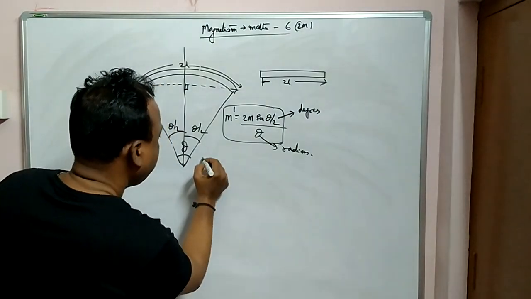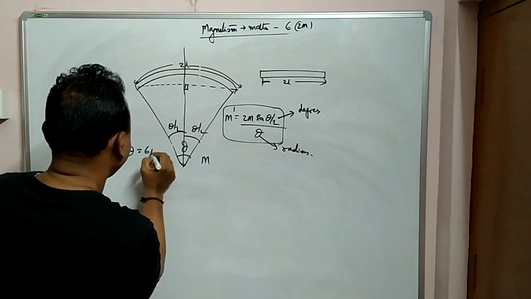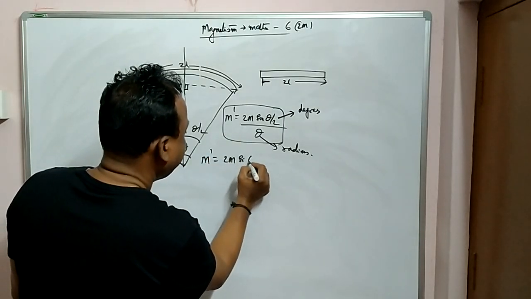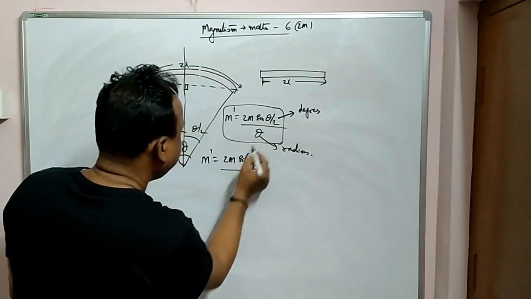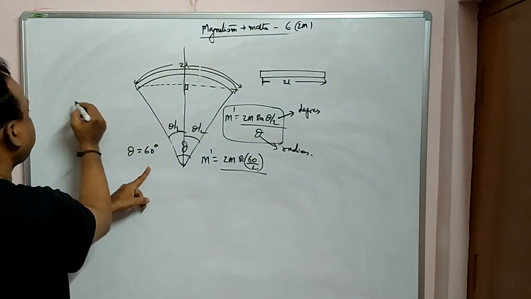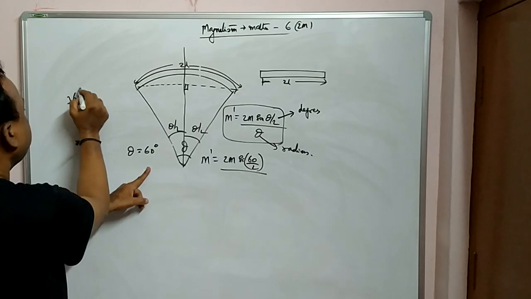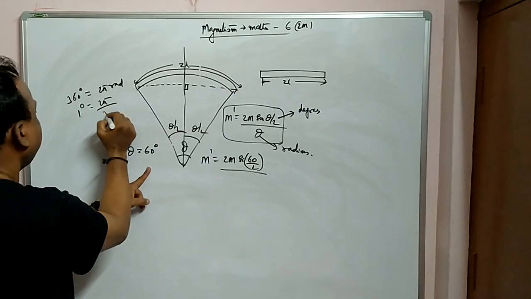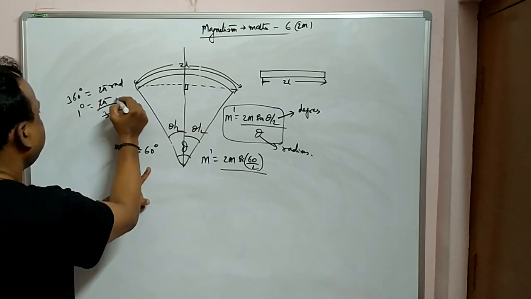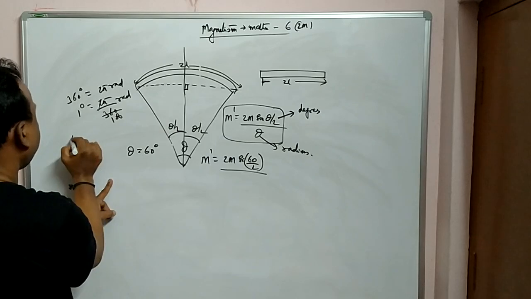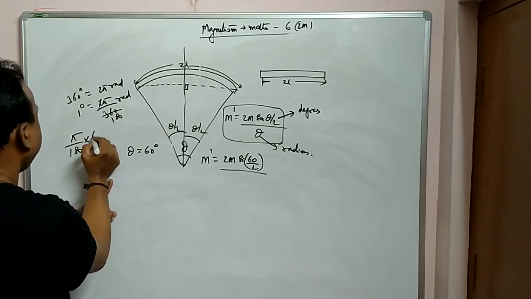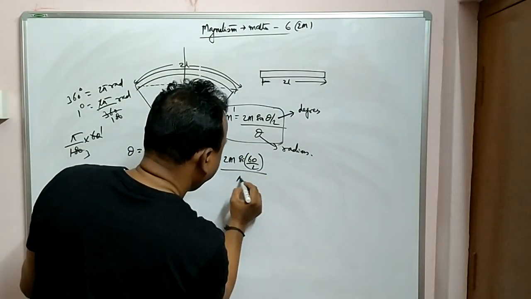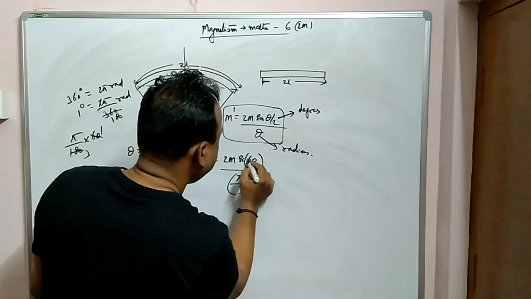We'll check one problem. For example, theta is equal to 60 degrees. Assume 60 degrees. So m dash is equal to 2m sine 60 by 2 by theta in radians. You know how to convert to radians, I already told you before. 360 degrees is equal to 2 pi radians. 1 degree is equal to 2 pi by 360 radians, that is pi by 180 radians. 60 degrees is equal to how many? So pi by 180 into 60. 60 ones are 60, so pi by 3. Since theta is to be put in radians, it is pi by 3.